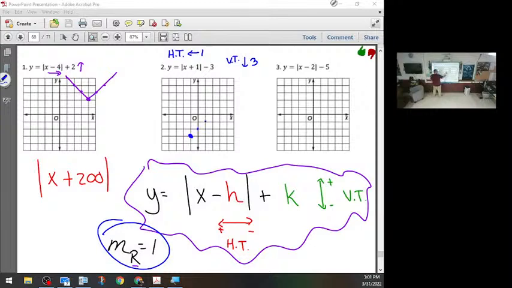Up 1, right 1, up 1, right 1, and so on. I will not connect the dots all the way down as a line because it's a V, not a line. So I will then mirror. Up 1, left 1, up 1, left 1, and I got a V.